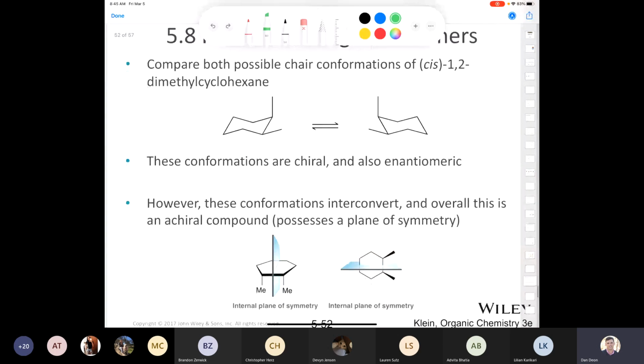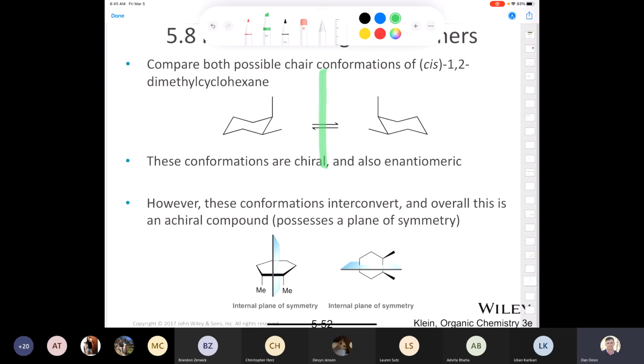And if you look at, let's say, the chair conformation of cis-1,2-dimethylcyclohexane, you have the structure drawn down here. You see it's got a plane of symmetry. It's a meso compound, right? Nothing new under the sun there. But if you look at these two chair conformations, you see that there is a mirror image there. So the two conformations are enantiomers.